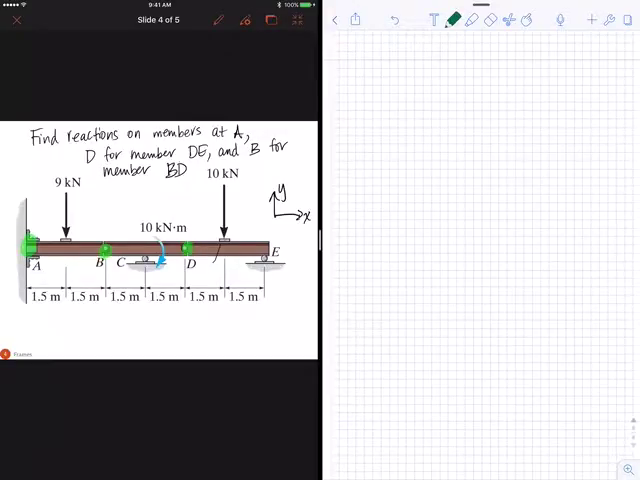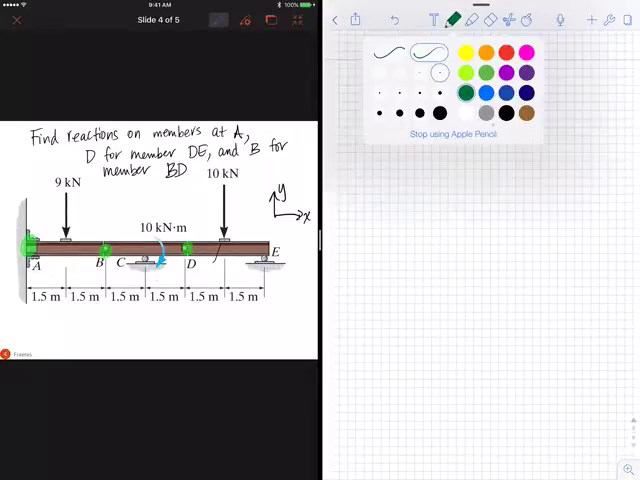Okay, let's do one more frames problem and get through these. This is a slightly different setup than we've been seeing. In this case, the question asks to find the reaction on the members at A, at D for member DE, and at B for member BD, right? We've got these three sections of a beam that are supported by rollers, fixed at A, and connected at pins.